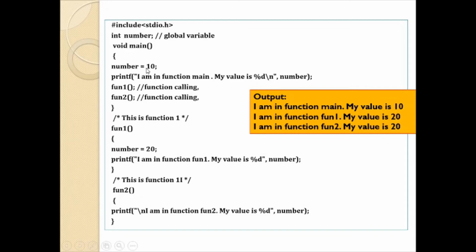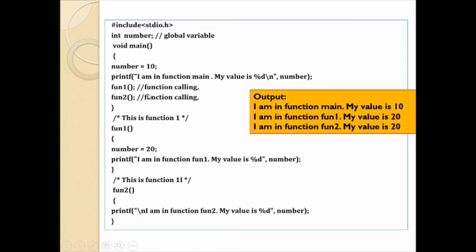Here number is assigned 10. This global variable is assigned 10 in this function, so now the value of number is 10. Now we are going to print this statement: I am in function main, my value is %d. That is nothing but printing the current value of the number variable. Here you can see the output: I am in function main and my value is 10.